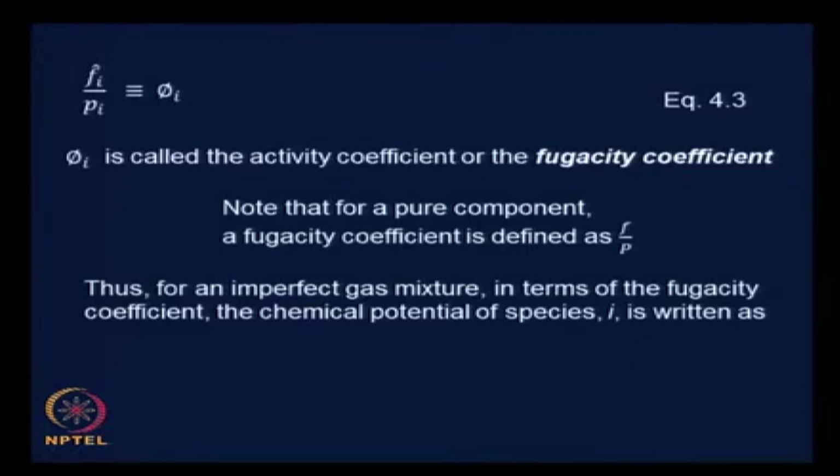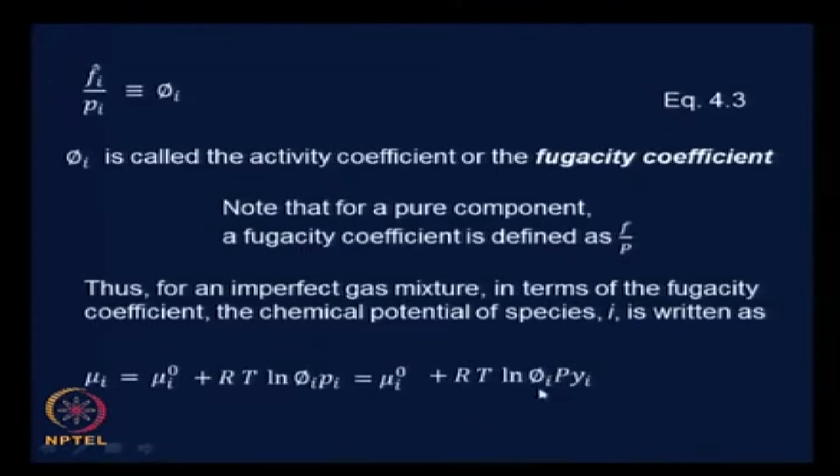Thus for an imperfect gas mixture, in terms of the fugacity coefficient, the chemical potential of a species I is written as mu I equals mu I naught plus RT ln phi I Pi. We have replaced our Fi hat as phi I Pi, which can further be written as mu I naught plus RT ln phi I. Partial pressure is nothing but the total pressure times the mole fraction of that component in the gas mixture, and therefore RT ln phi I, which comes from here, and Pi has been expanded to P yi. We will call this equation 4.4.